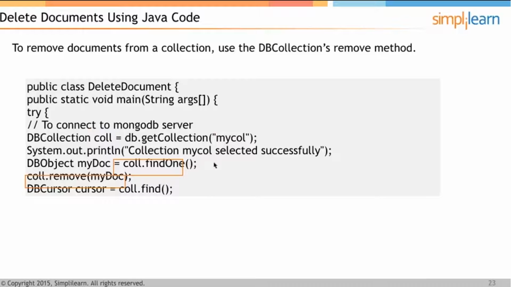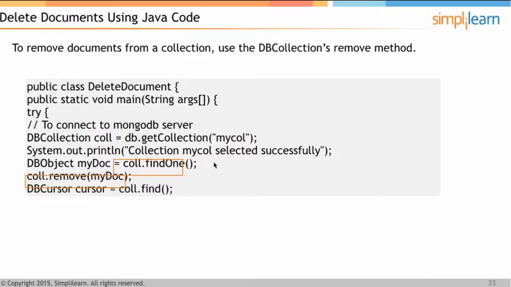Now the deleting thing is again very simple, the way we used to do it over there. Similarly, there we used to have db.items.remove. Here we have collection.remove. Again, coll will be an object of a class which will get the collection. So here we see we have made a public class DeleteDocument. We make a main method.